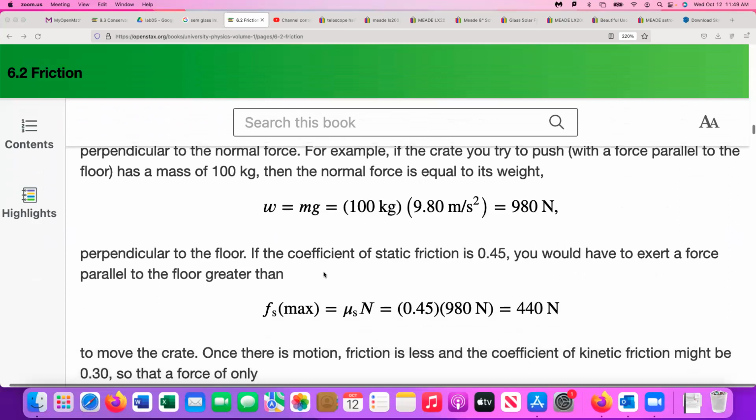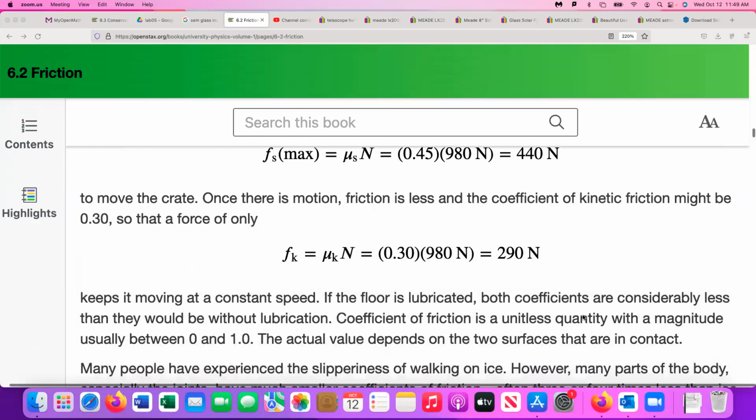We're going to calculate the maximum static friction of the crate with the floor to be 0.45 times 980 newtons, the weight of the crate, because it's on a horizontal floor, so the weight is equal to the normal force. So what this tells us is the amount of force we have to push with if we're going to get it moving from a standstill. We have to push with at least 440 newtons to get it going. But after we get it going, we only need to maintain 290 newtons because the kinetic coefficient of friction is 0.3 as opposed to 0.45.